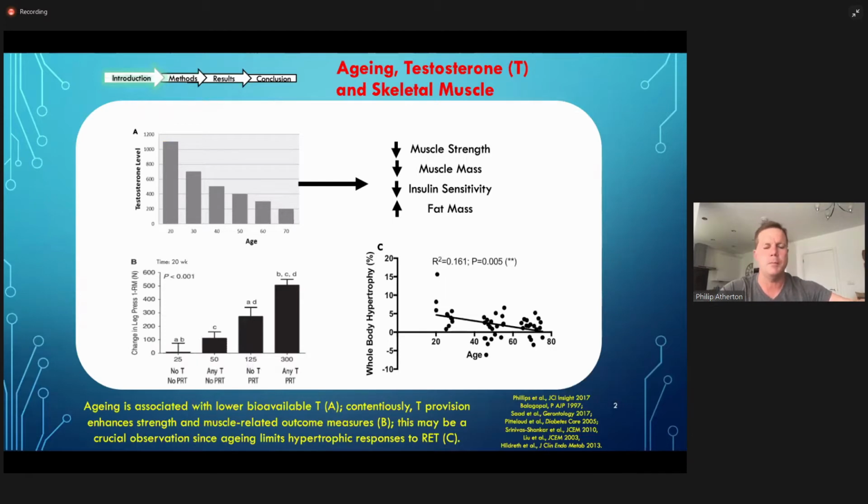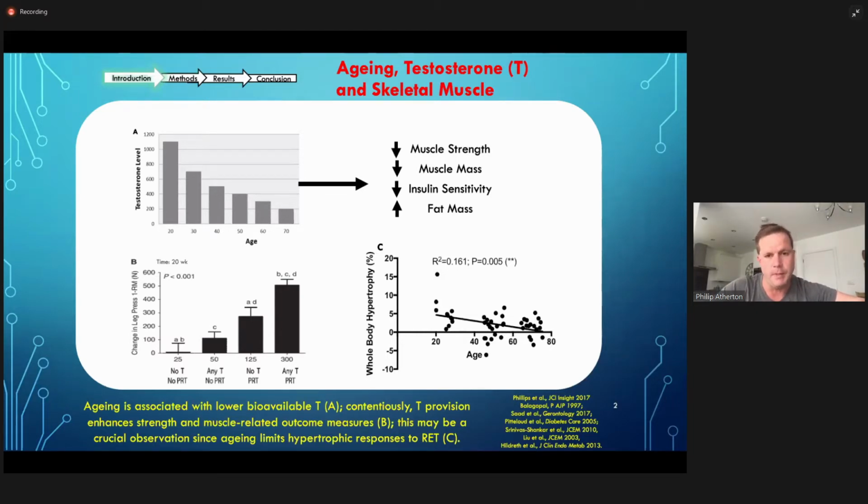So to give a bit of background, first I'm going to talk about the potential role of exogenous testosterone. What I mean by that is the provision of testosterone therapy to an older age group. In the second half of the talk, I'm going to speak more about the role of endogenous testosterone as it pertains to muscle hypertrophy regulation in younger subjects. So, some background information first.